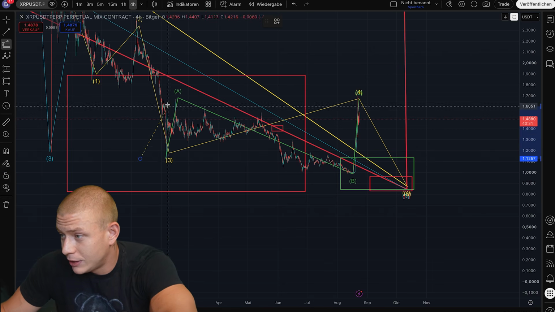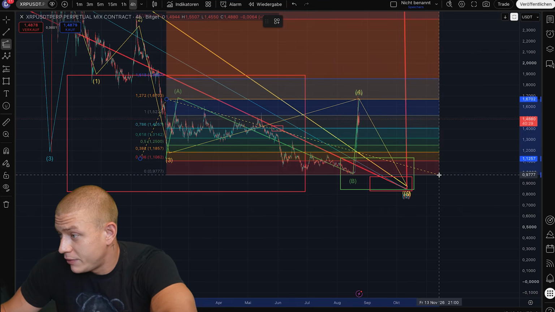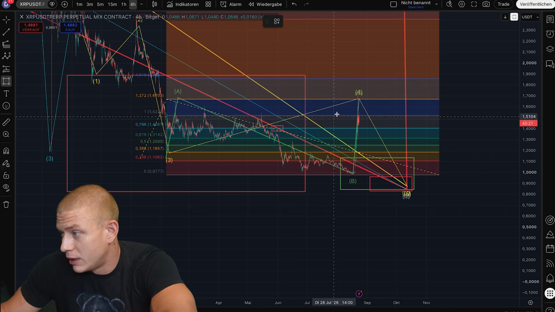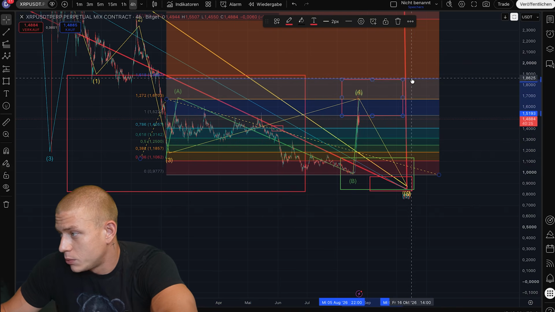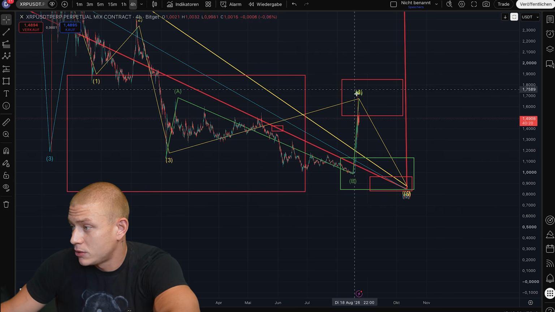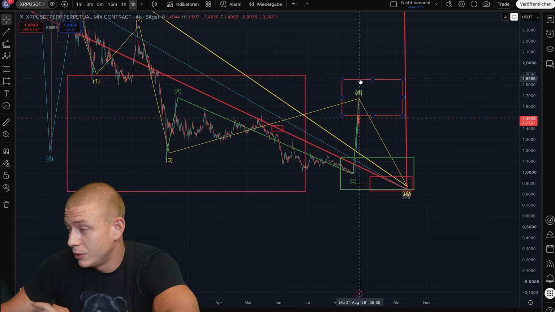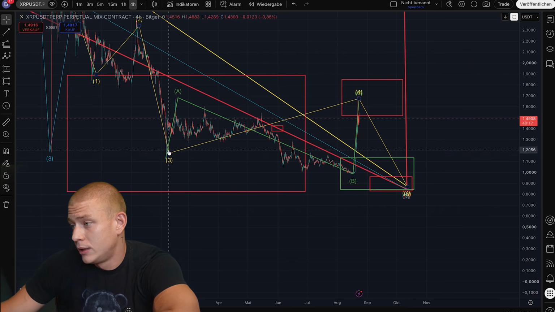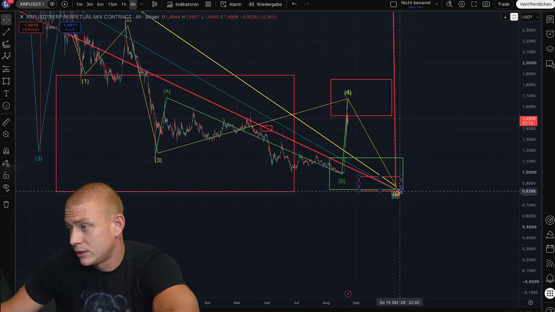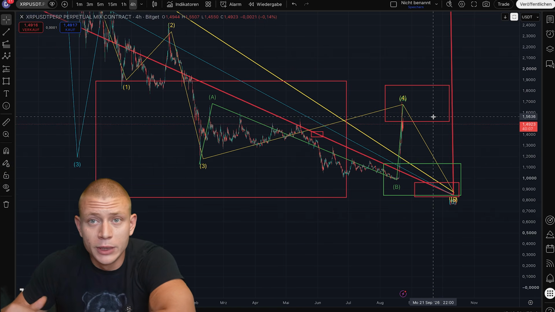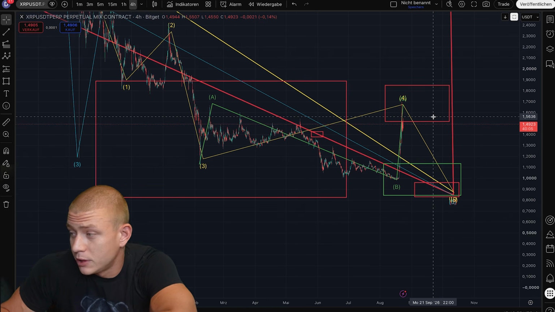And I can also measure the target area where this wave C is not supposed to go above. It would be the 1.618, which is at $1.85 US for XRP. So I remain bearish as long as we're below that. The chart points really towards another final low before we can strongly reverse towards the upside for good.